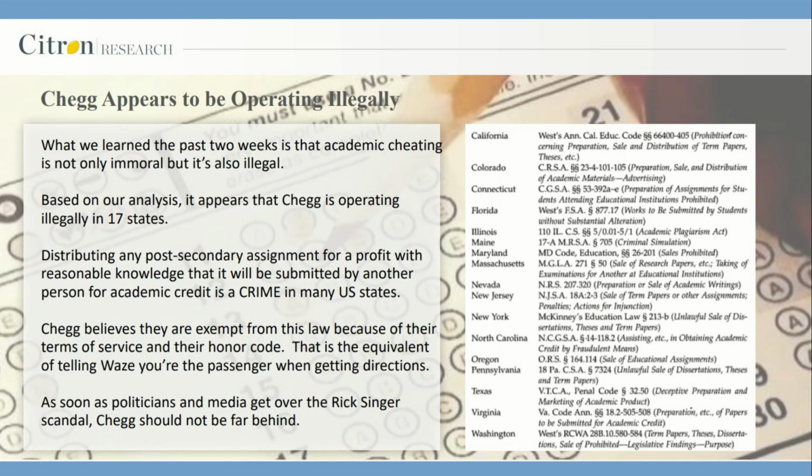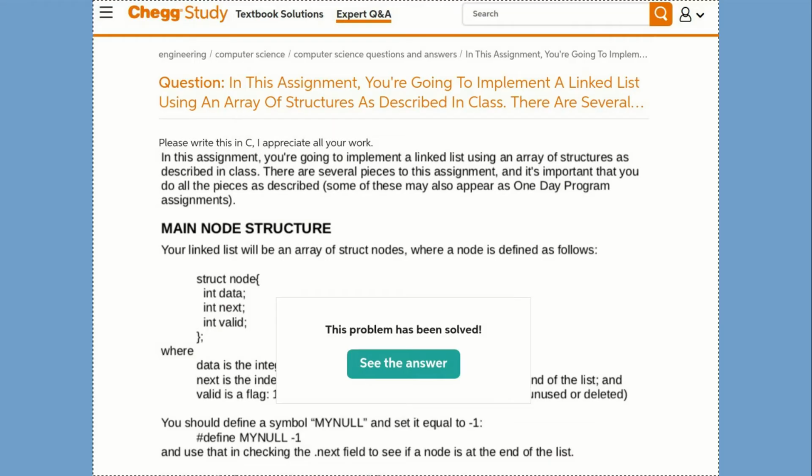So what can you find on a site like Chegg? "In this assignment, you're going to implement a linked list using an array of structures as described in class." The problem has been solved. See the answer. You click on that, give them 14 bucks, and there's a solution to this homework assignment, right?